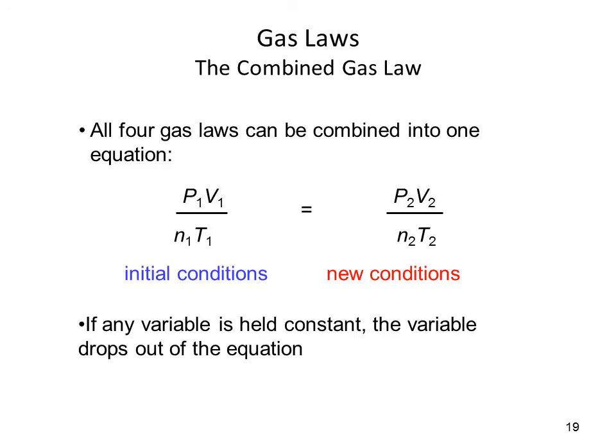If any one of these, or even 2 of these, variables are held constant, well, then they drop out of the equation. For instance, if the number of moles and the temperature are held constant, then N1 and T1 and N2 and T2 drop out of this equation, and you get P1V1 equals P2V2. That's Boyle's law. If you look back in your slides, you'll see that matches Boyle's law. If, for instance, instead that you have volume and number of moles being held constant, then V1, N1, V2, and N2 drop out of this equation. The resulting equation is P1 over T1 equals P2 over T2, and that's Gay-Lussac's law.